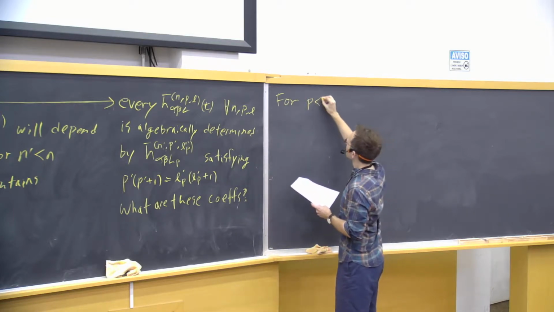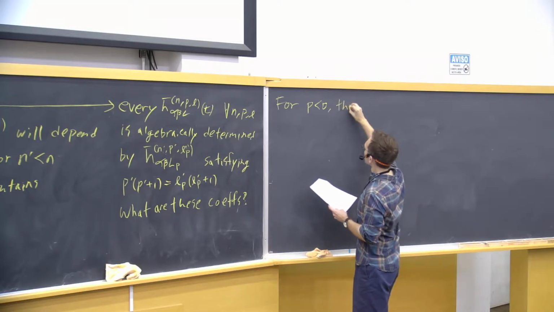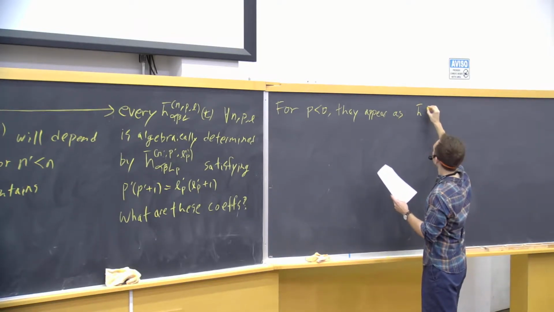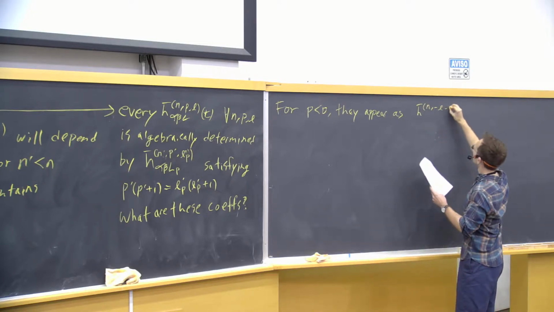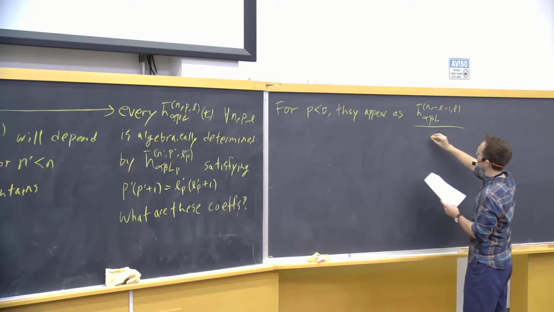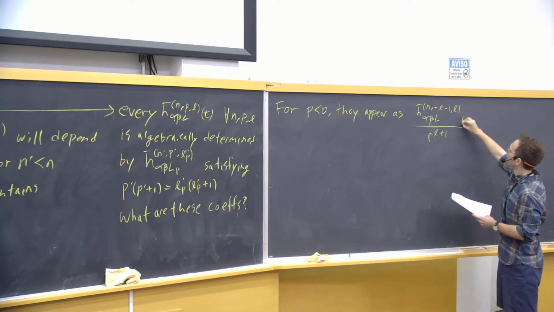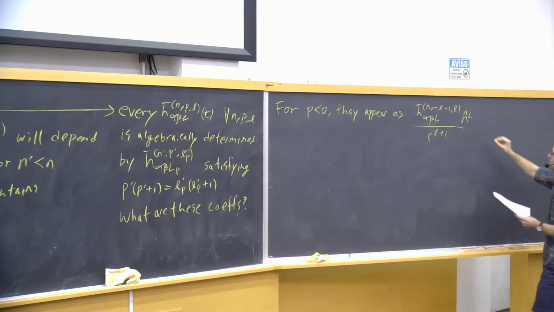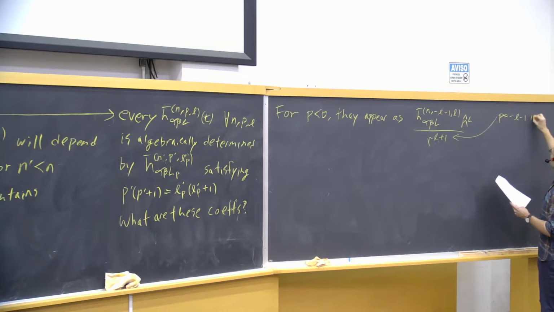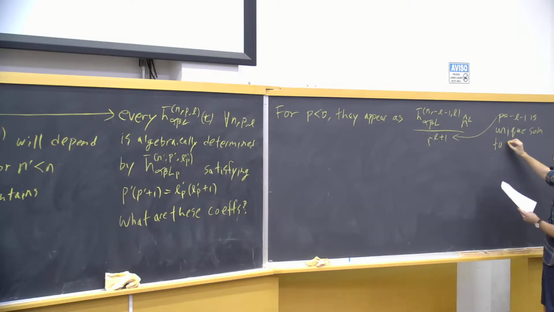For P less than 0, they appear as terms H bar N minus L minus 1 L alpha beta L all over R to the L plus 1 contracted into N hat L. So this comes from the fact that P equals minus L minus 1 is the unique solution to the equation P times P plus 1 equals L times L plus 1 for P less than 0.